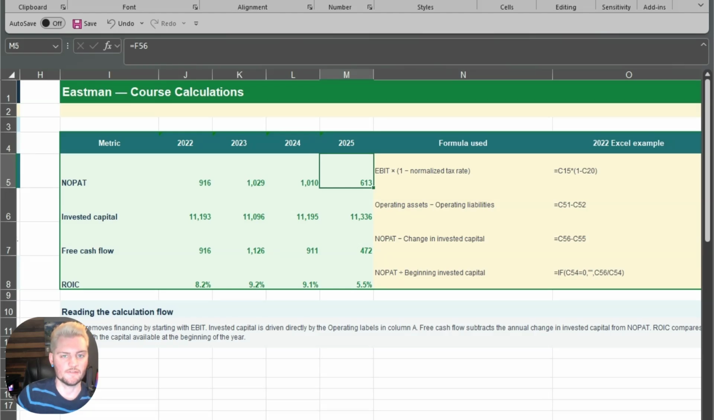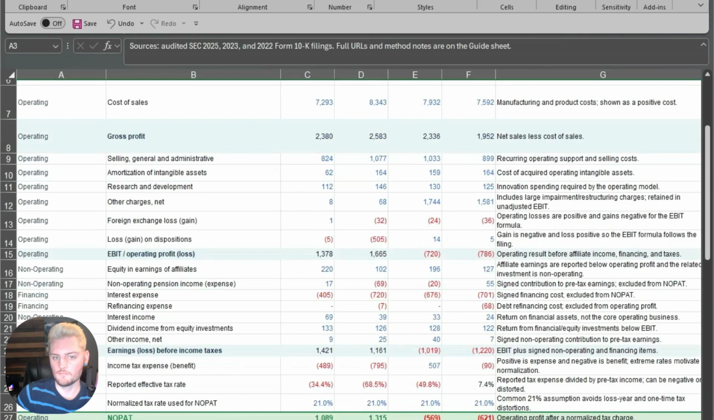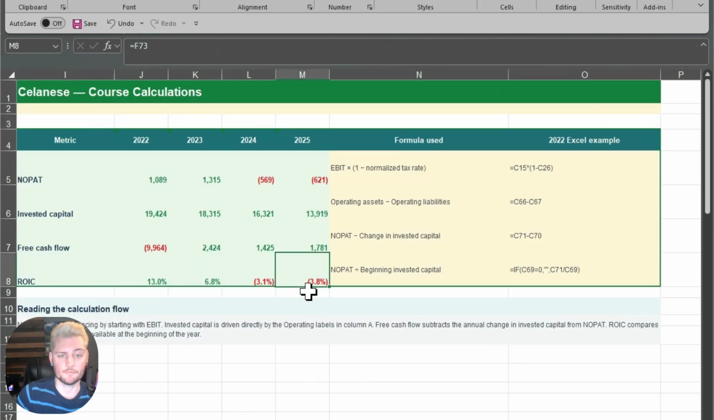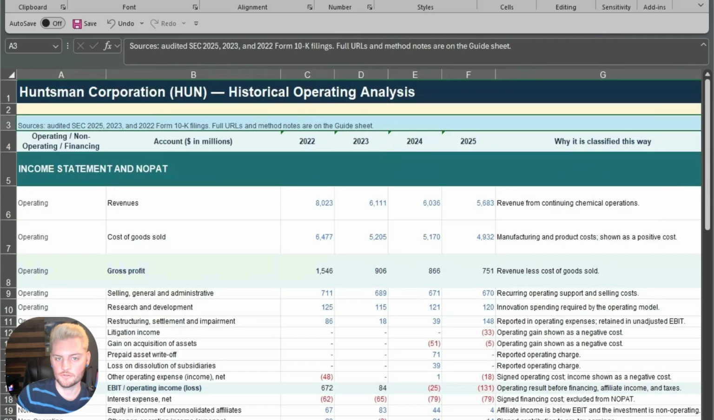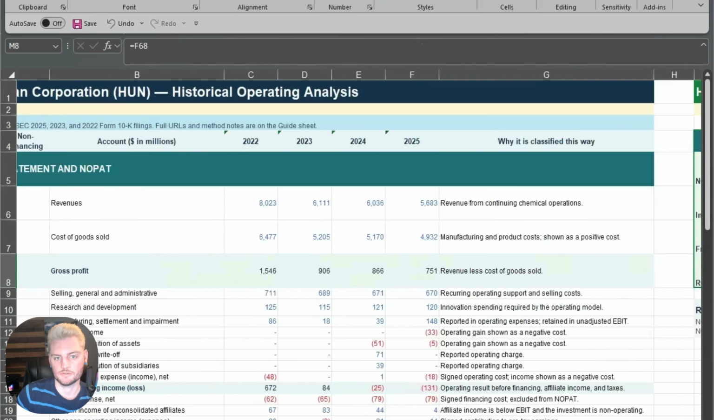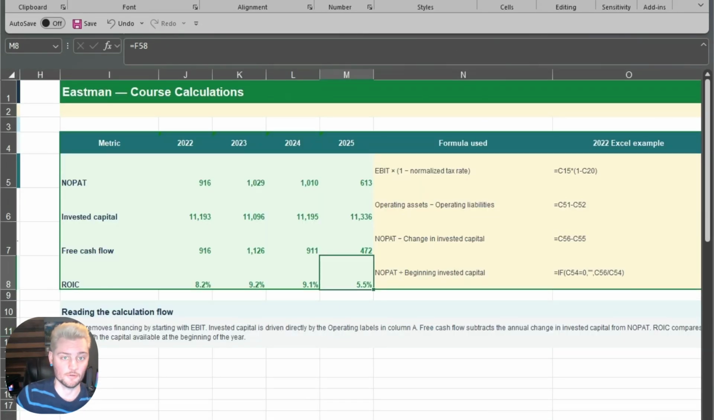The ROIC followed the same patterns with 8.2%, 9.2%, 9.1%, and 5.5%. What honestly surprised me, though, was that the capital remained high while the operating profit fell, which explains the sharp ROIC decline. But even then, Eastman's 2025 ROIC remained above Celanese at a negative 3.8%, and then Huntsman was at a negative 2.3%. So overall, Eastman still outperformed them.